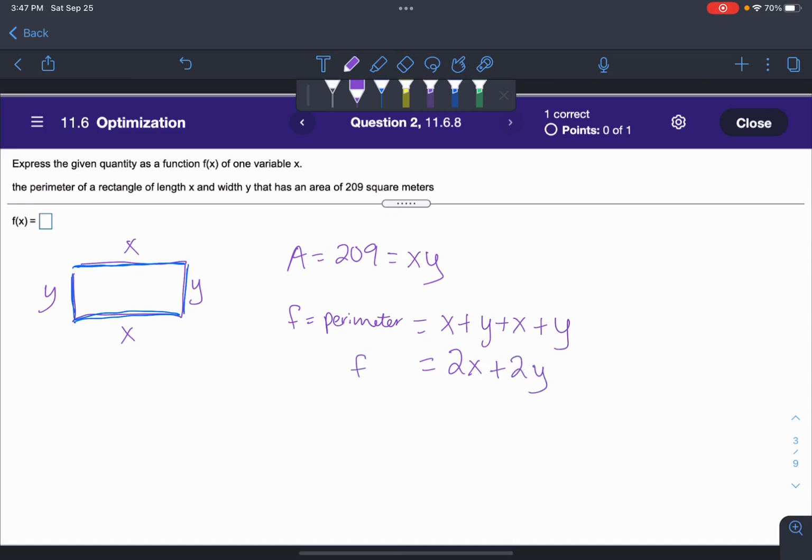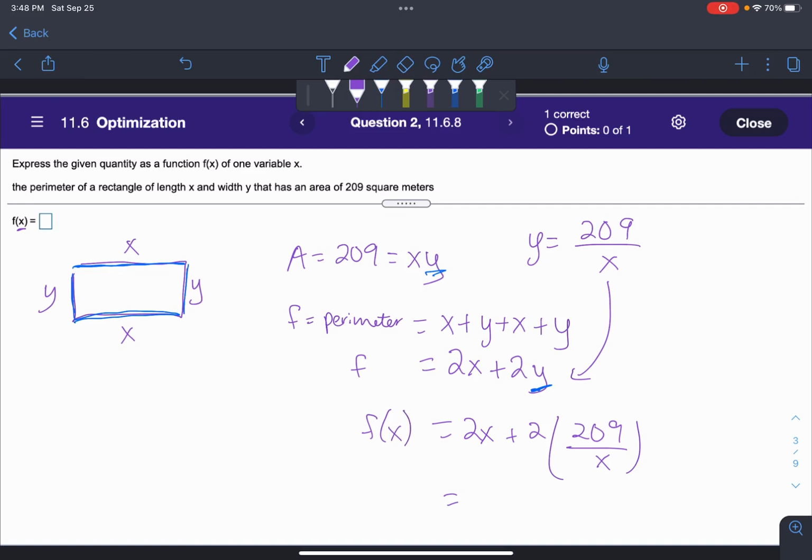So this is our f, but we want this all in terms of one variable x. So like we did in the last problem, I'm going to solve for y, so I can get rid of this y in our f. So y will be equal to 209 over x, and we can plug this in now. So 2x plus 2 times 209 over x. So you can write f of x now like that, or you can simplify it just a little to be 2x plus 418 over x.